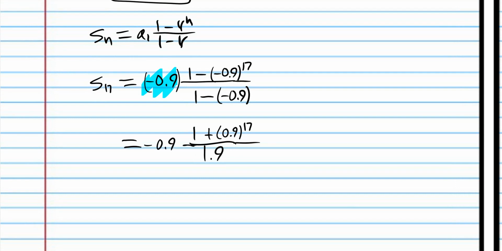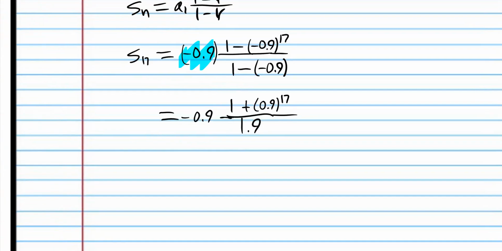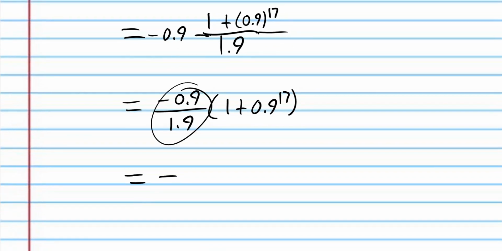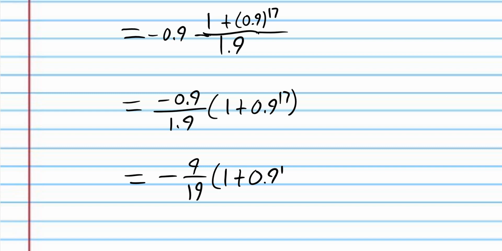So let's just simplify this. So let's see what we get when we divide 0.9 by 1.9. I'm just going to bring that 1.9 out to make things look nice and neat. So don't be afraid to use your calculator. 0.9 divided by 1.9 is a really nasty number, so we can't do that. So let's multiply both sides of this fraction by 10, and then we get negative 9 over 19. That'll make it look nice and neat. So that is the sum.